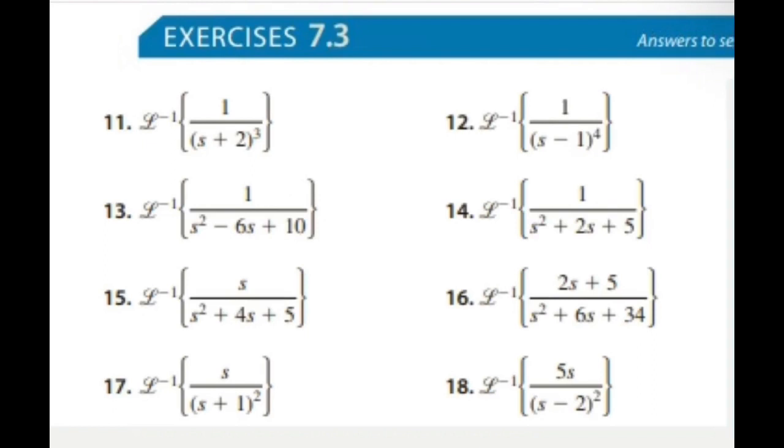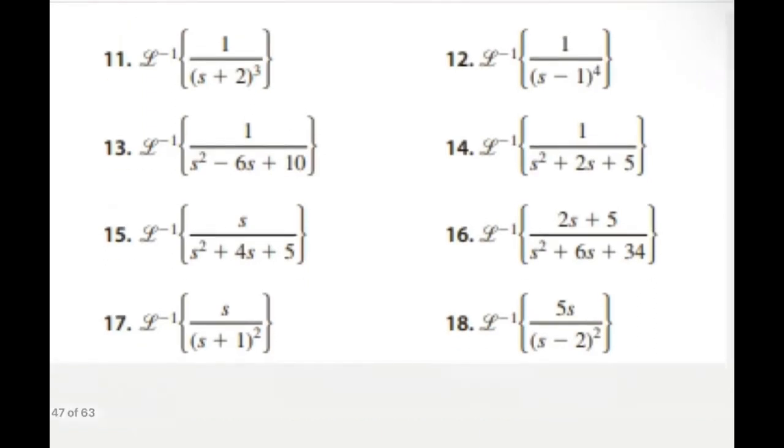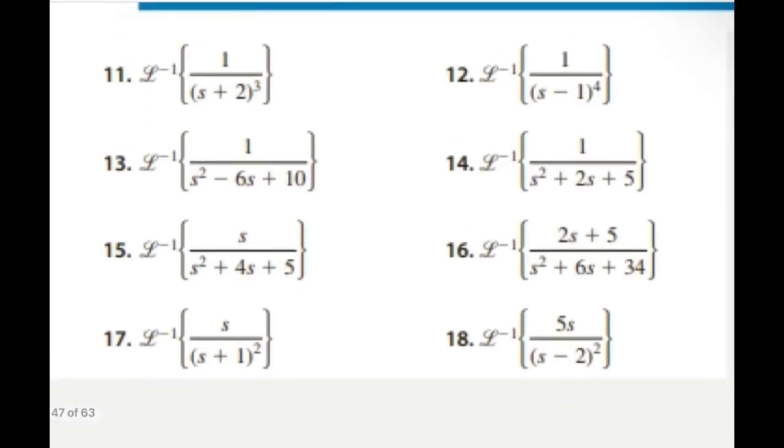Let's find one exercise that we can solve. Number 12 also, you don't need to decompose this function into partial fractions because we have here 1.